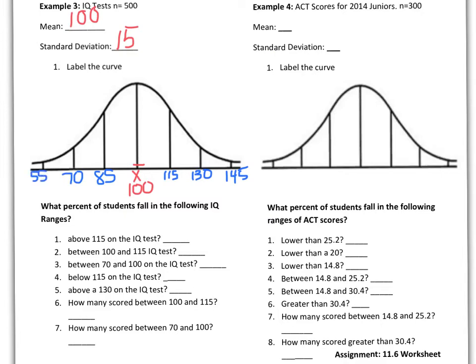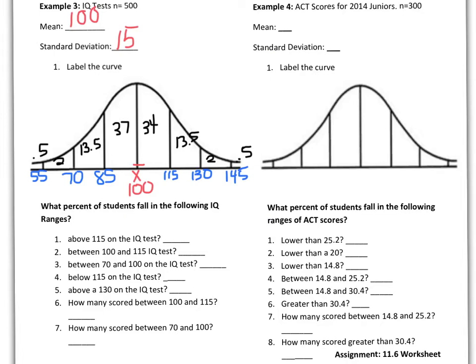My advice is to always put in those percents. This will always be 34, 13.5, 2, and 0.5. Same thing on the other side. It'll be symmetric. Now we can answer the questions.